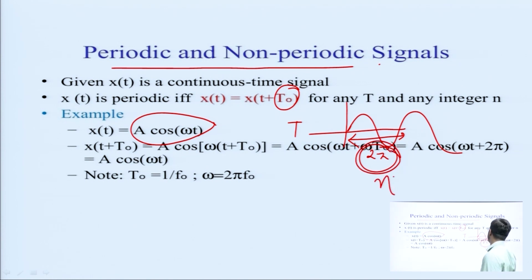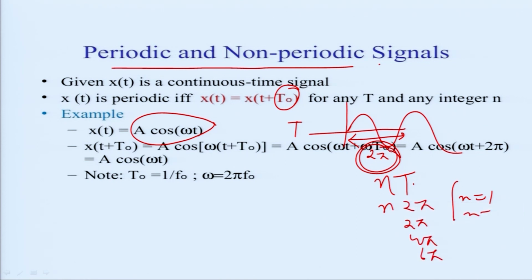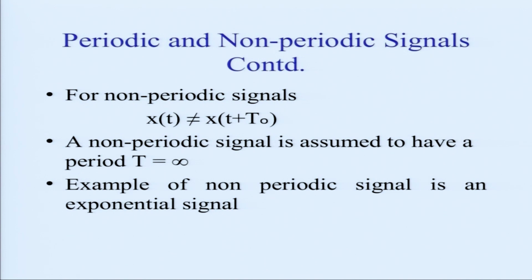So, if a signal is periodic for 2 pi, we can also say it will be periodic for n times 2 pi. If you keep n equal to 1, n equal to 2, it will also be periodic for 2 pi, 4 pi, 6 pi. So, what is 2 pi? It is the fundamental time period, which is the smallest duration of time for which the signal is periodic. And this is the representation of a sinusoidal signal.